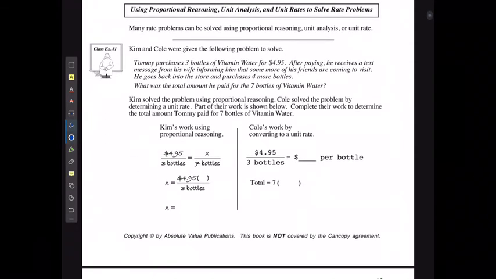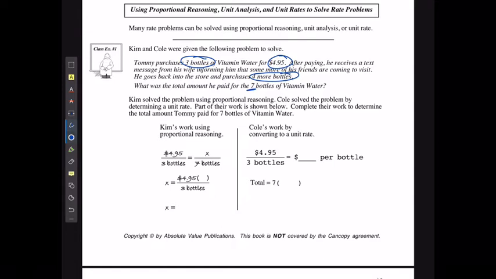So, if I'm putting this into problem solving, Kim and Cole were given the following problem to solve. Tommy purchased 3 bottles of vitamin water for $4.95. After paying, he receives a text message from his wife informing him that some of his friends are coming to visit. He goes back to the store and purchases 4 more bottles. What was the total amount he paid for the 7 bottles if every bottle cost the same amount?